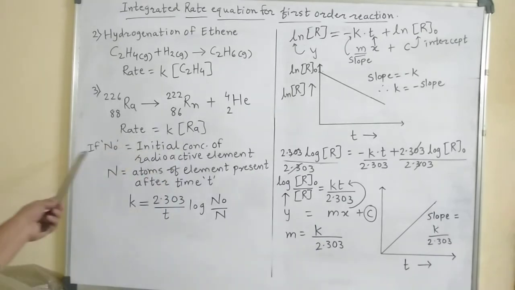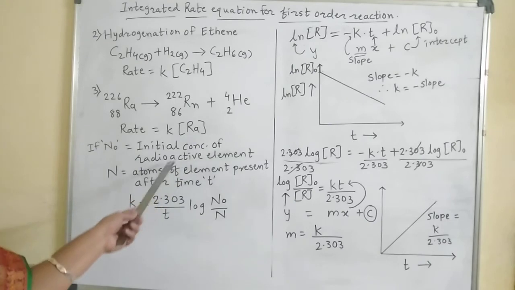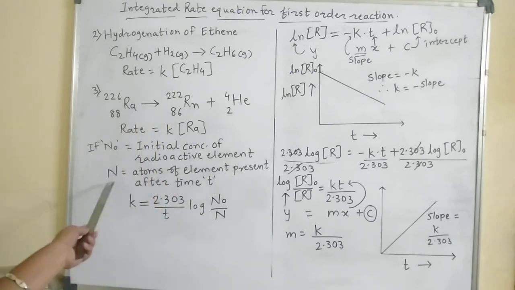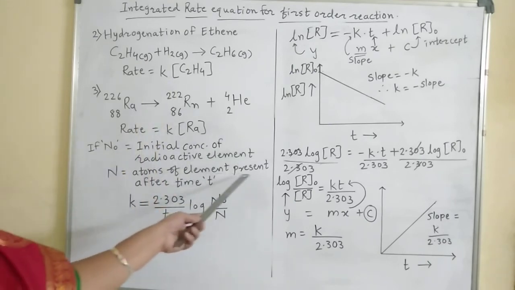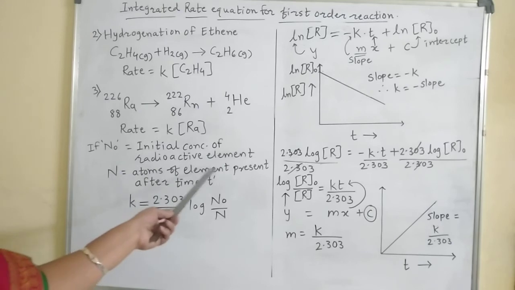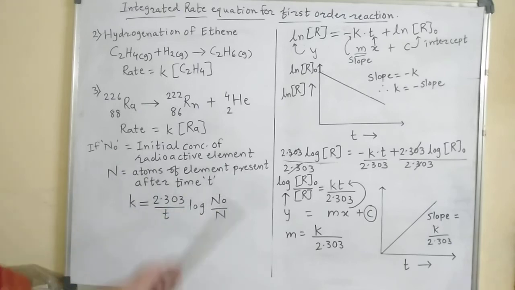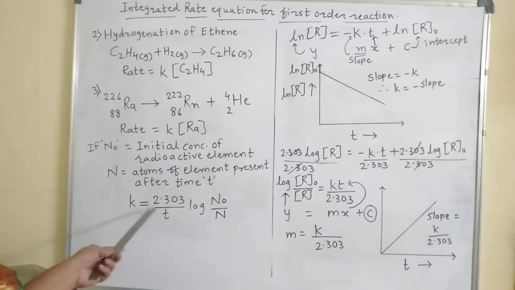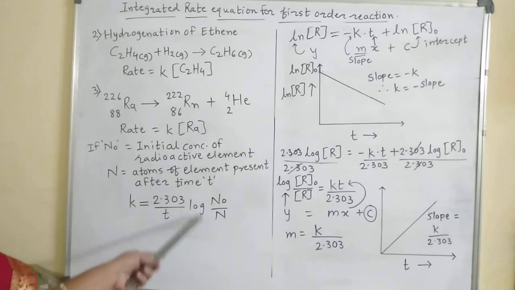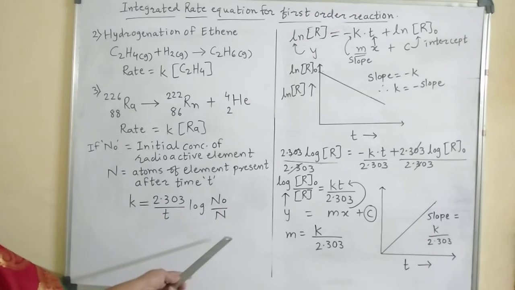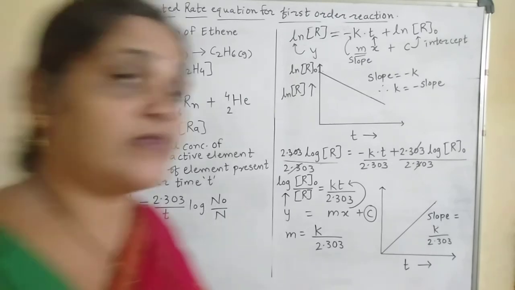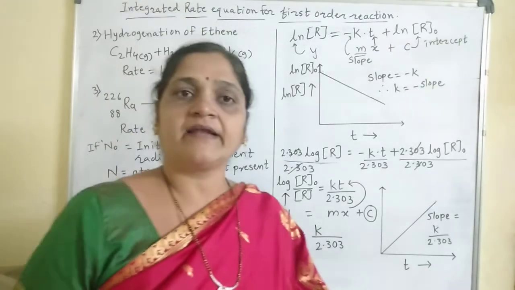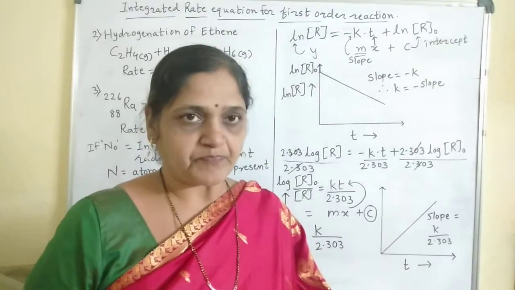Now suppose N0 is the initial concentration of the radioactive element and N is the number of atoms of the element present after time t. Then you can write the rate constant equation as k = 2.303 upon t into log of N0 upon N. You can use this equation while solving numerical problems related to radioactive decay.